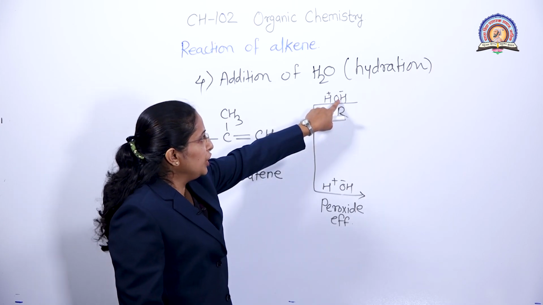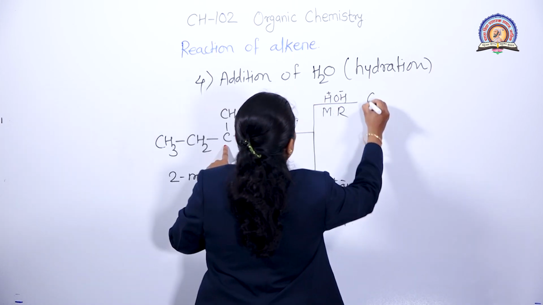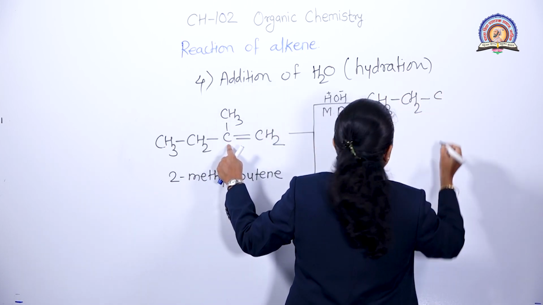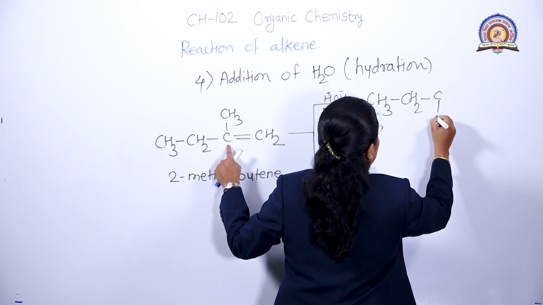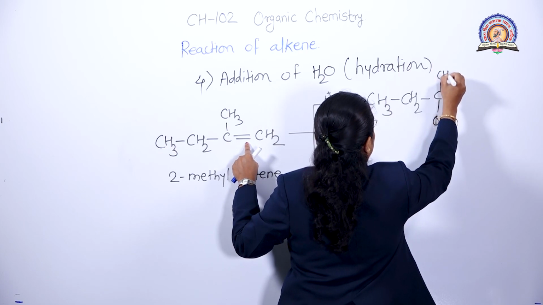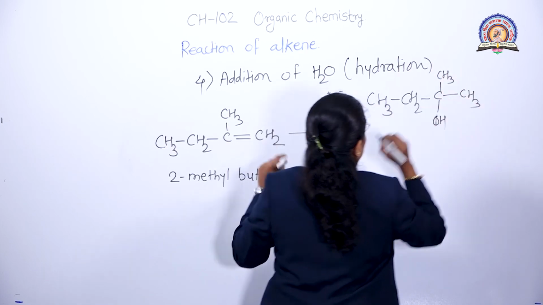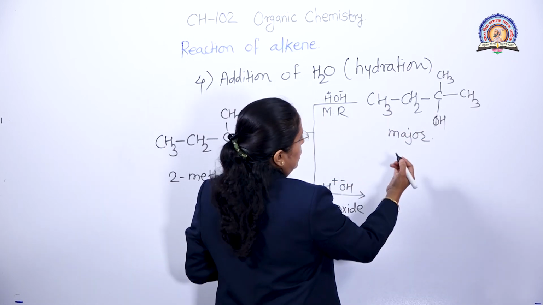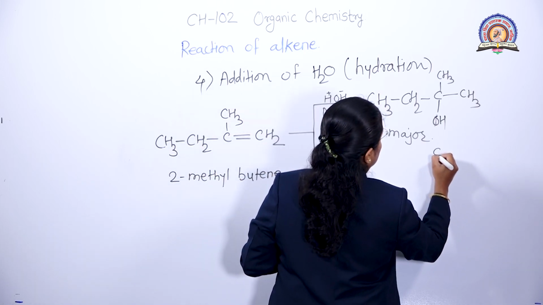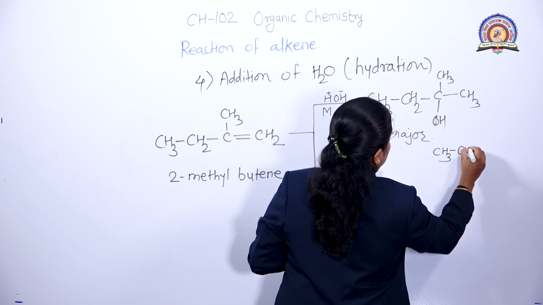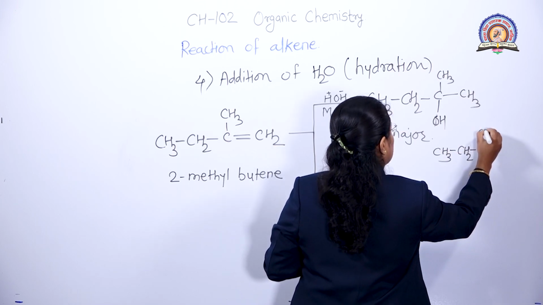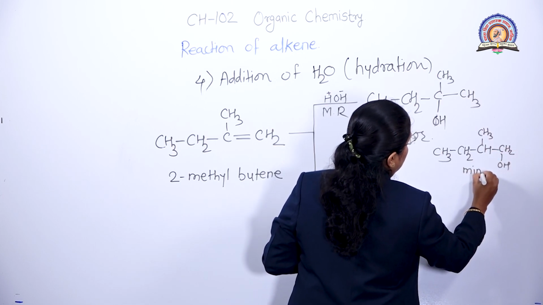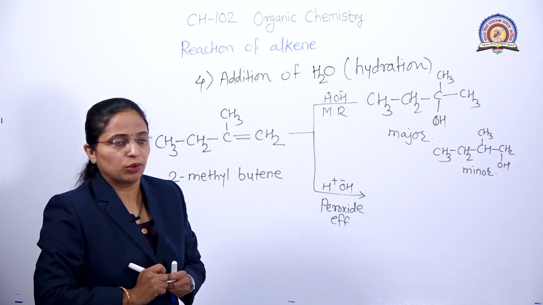According to Markovnikov's rule, the negative part of the reagent gets attached to the carbon which has fewer hydrogens. So to this carbon fewer hydrogens are there. So we add this OH to this carbon, with the methyl group as it is and CH3. So this is the major product. And the other is the minor product. We write here CH3, CH2, CH, CH3 and CH2OH. This is the minor product according to Markovnikov's rule.